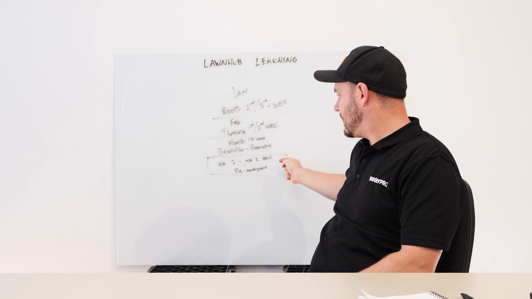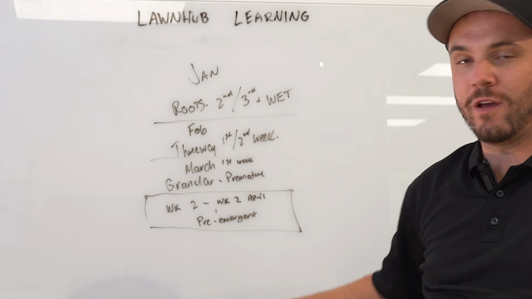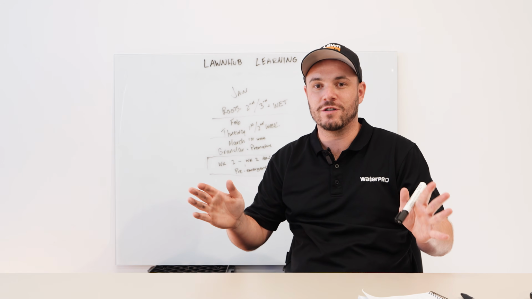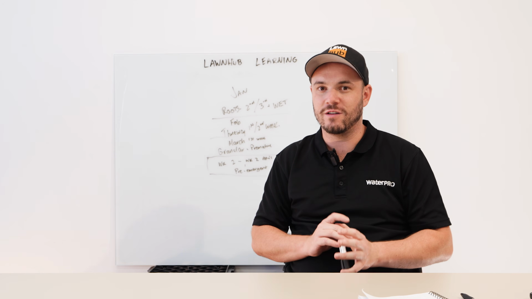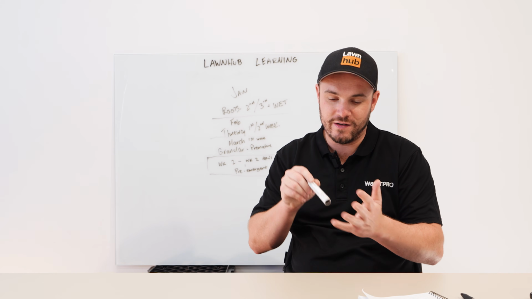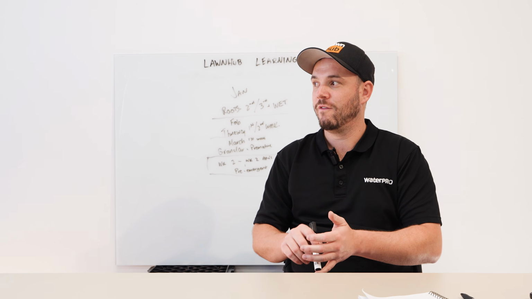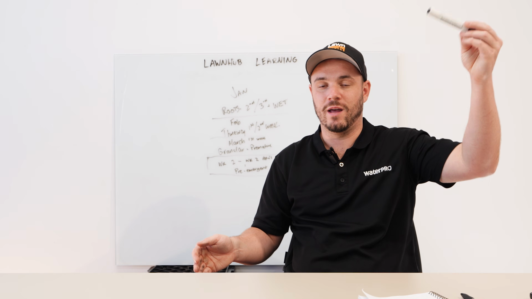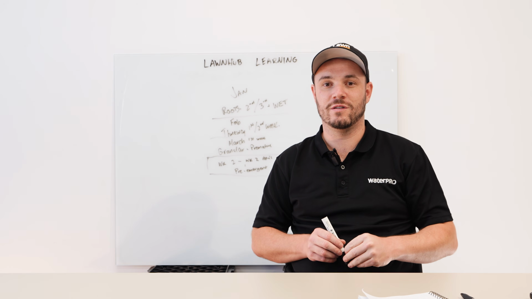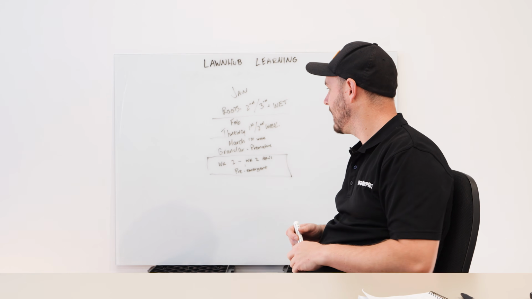Moving down, between the second week of March and the second week of April, we've got our pre-emergent application window. Again, this is going to vary majorly depending on your current temperatures and what's going on in your local area. So, for example, we're experiencing severe heat here at the moment, but in North Queensland, they're experiencing severe rainfall. So it's all going to depend. This is just a guide.